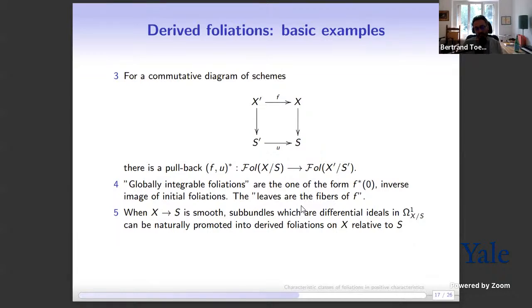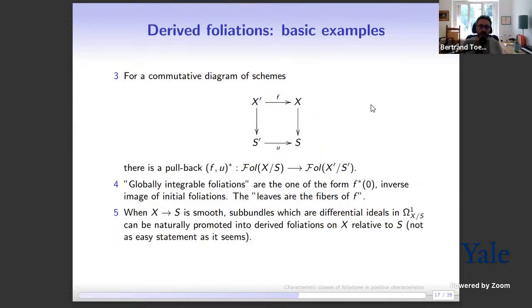Okay, and then there is this comparison with the standard notion of a foliation on a smooth scheme. If X over S is smooth, and if you look at sub-bundles which are differential ideals in omega-1, you can see these as derived foliations in the sense of the definition I just gave.